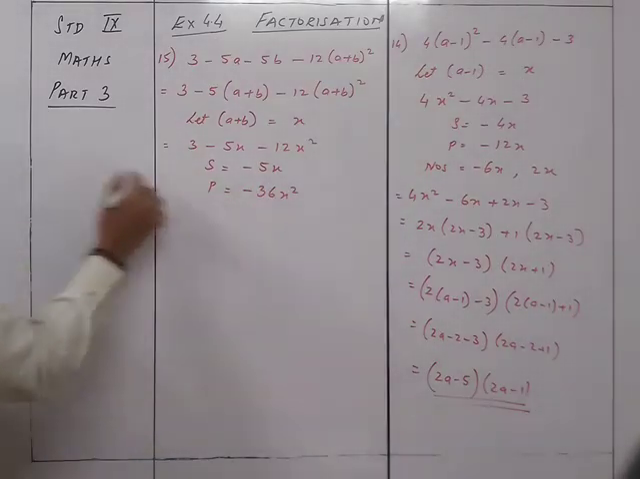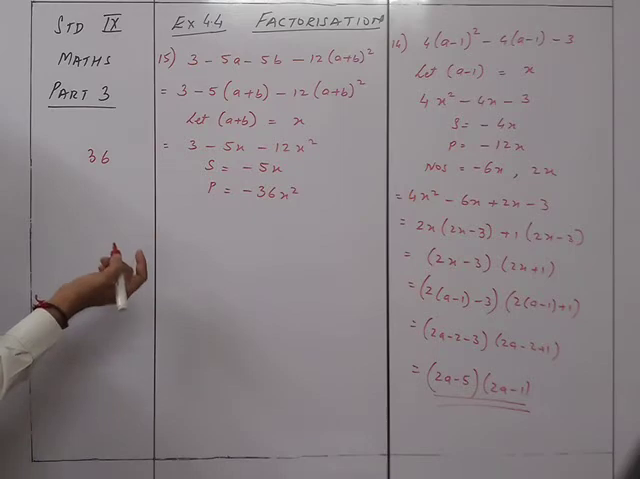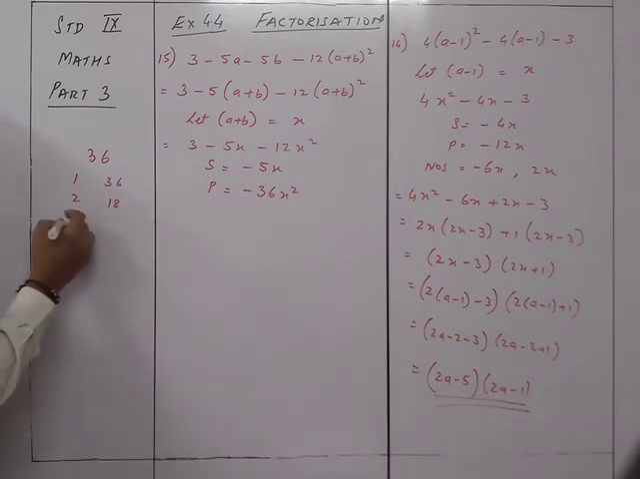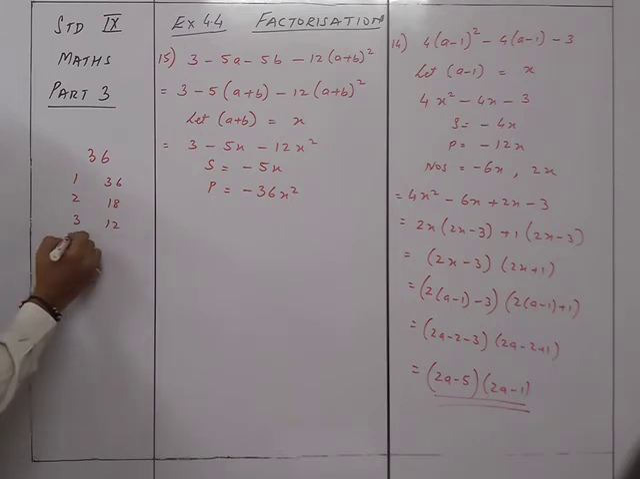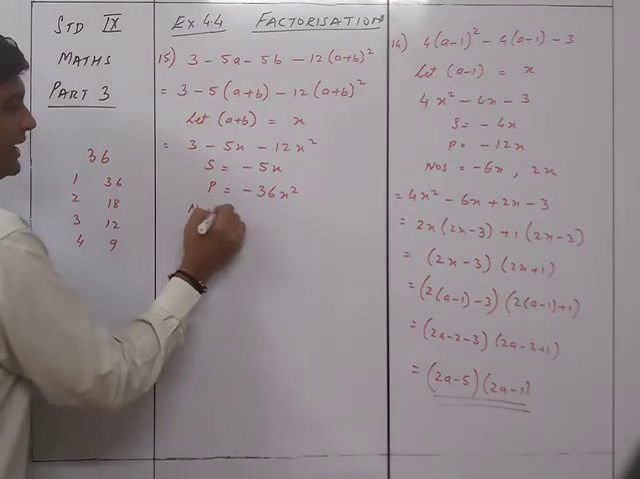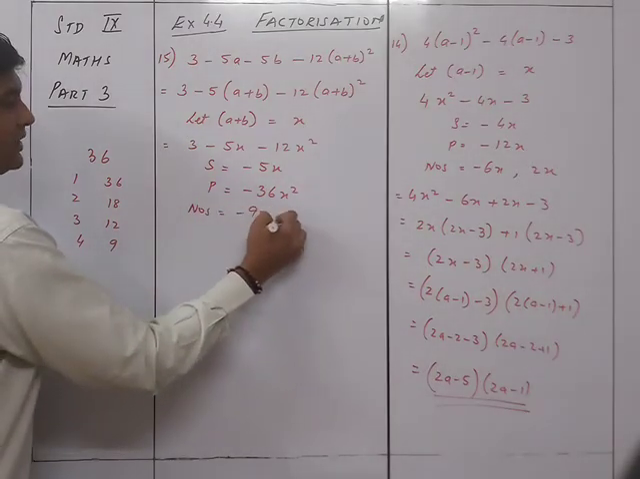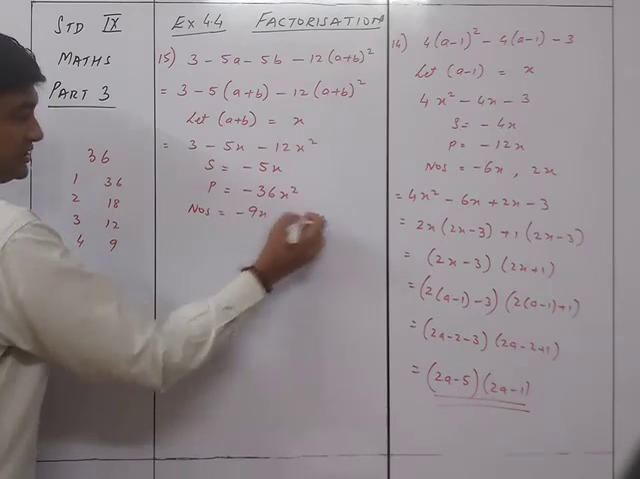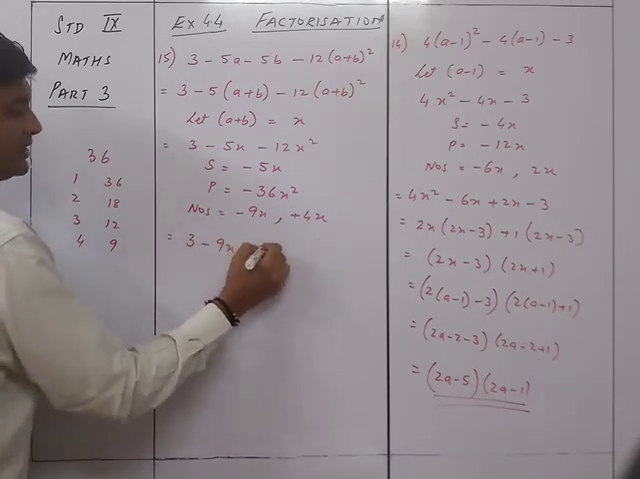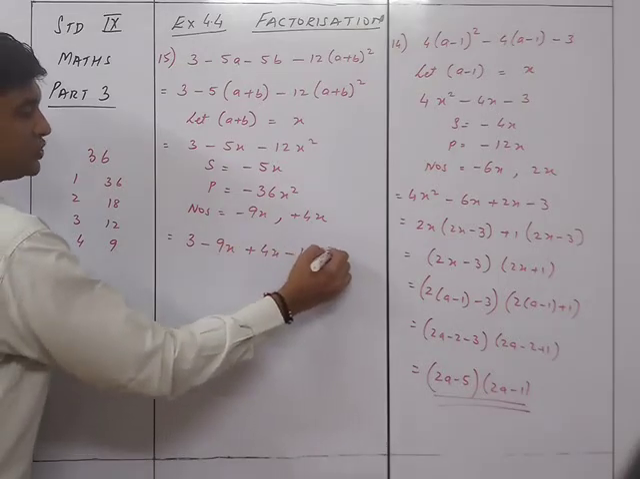So the numbers we are looking for are the factors of 36. So it is 1 into 36, 2 into 18, 3 into 12, then 4 into 9. Now 4 and 9 you can see differ by 5. So we'll take these two numbers: minus 9x and plus 4x. So we get the equation as 3 minus 9x plus 4x minus 12x square.